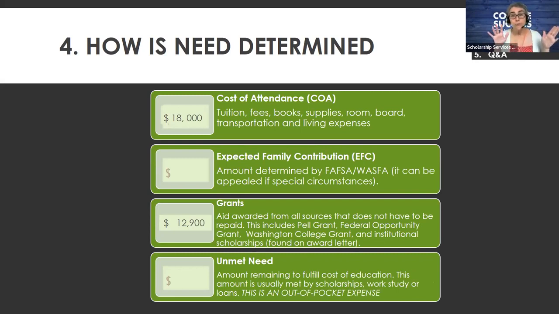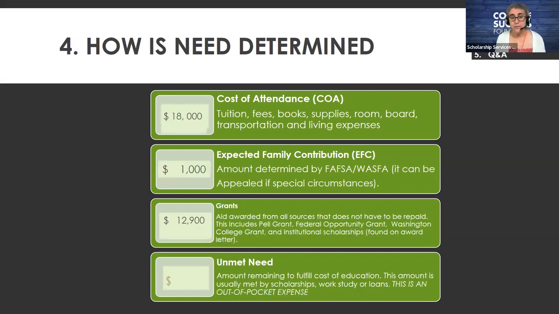Then we go look for the cost of attendance, and we see that the cost of attendance for the student is $18,000, right? So we subtract the 12,900 from the 18,000 using the formula we just described to you. But now we are going to look at the EFC, right? And so this student's EFC is $1,000. So this is usually the process.